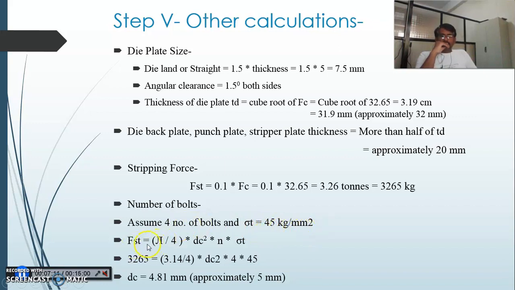And now we can have the formula: FST is equal to pi by 4 into core diameter square of the bolt, that is DC square, into the number of bolts into the tensile strength of the bolt, sigma T. If we put in the values, we get the core diameter of the bolt as 4.81 millimeter. So approximately 5 mm will be the core diameter of the bolt required if we use 4 bolts to assemble all the plates with each other.